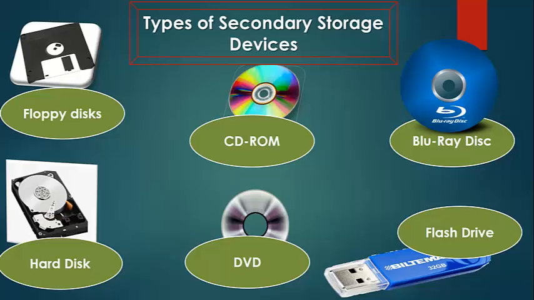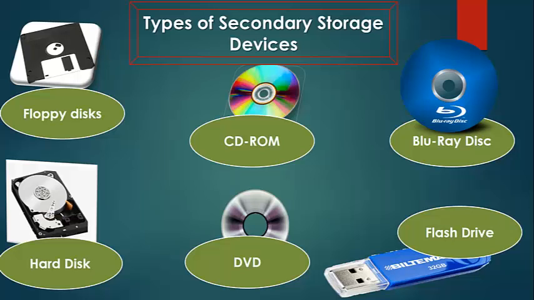Third is CD-ROM. A CD-ROM also consists of tracks and sectors. It can store up to 700 MB of data. CD-ROMs are available in two main forms, CD-R and CD-RW. Fourth is DVD. A DVD is also called digital versatile disc. It looks similar to a CD, but it stores up to 4.7 gigabytes of data.